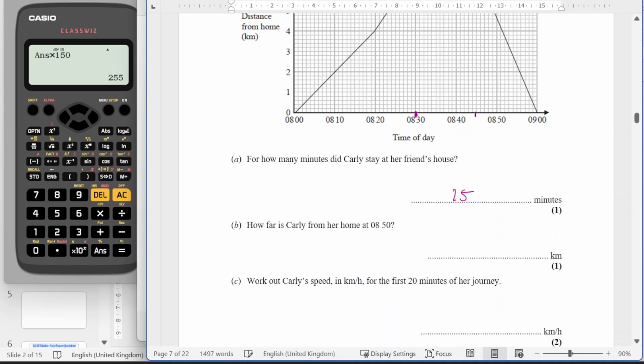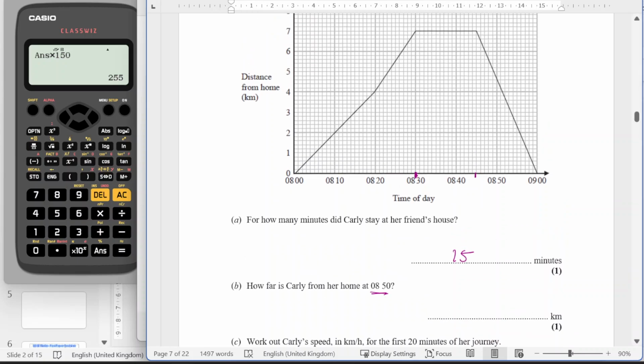How far from her home is Carly at 8:50? So 8:50 is this point here. So if we go up to our graph and then read across, so I would probably say if that there is 5, I would say 4.6.